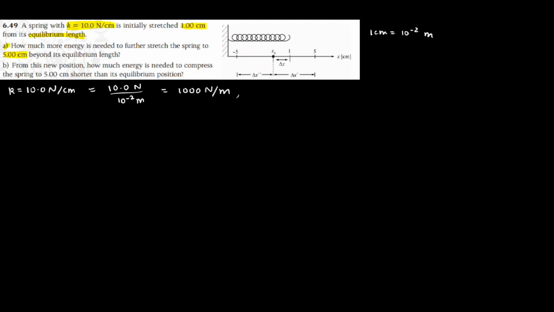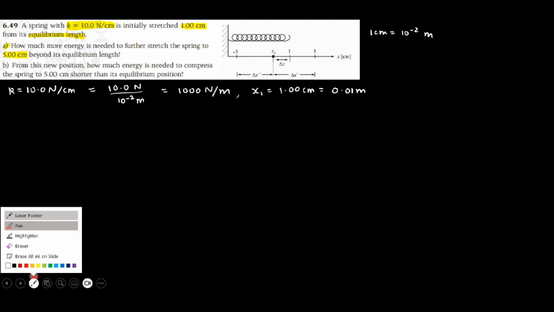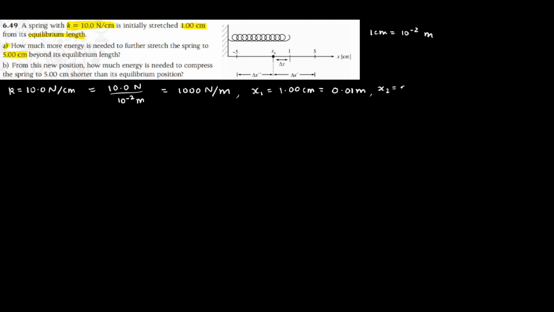Then the initial stretch of the spring, initially it is at this position at 1 centimeter. So I will write this initial stretch as x1, which is 1 centimeter. We will convert this to meter also. So divide by 100 and you will get x1 as 0.01 meter. Part A of the question is asking me how much more energy is needed to further stretch the spring 5 centimeter beyond its equilibrium length. So the question is asking how much more energy is needed when I stretch the spring from this position at 1 to 5 centimeter beyond the equilibrium point. So my x2, the final position, I will write it as 5 centimeter, which is 0.05 meter.